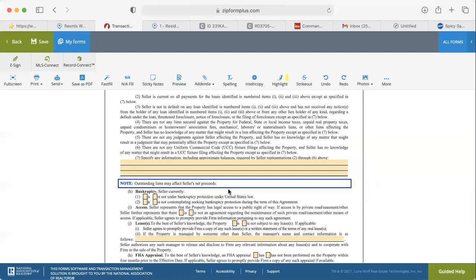This goes on to say that the seller is current on all payments for the loans. They're not in default. There are not other liens secured against the property, for any income tax liens or real property taxes or anything like that. There are not any judgments against the seller to affect the property. And there are no UCC code fixture filings affecting the property. And if there are, then here is where you would list it. Specify any information, including approximate balances, required by seller representation 2 through 6.